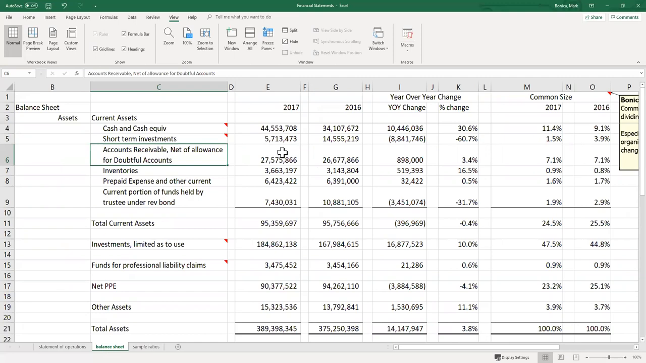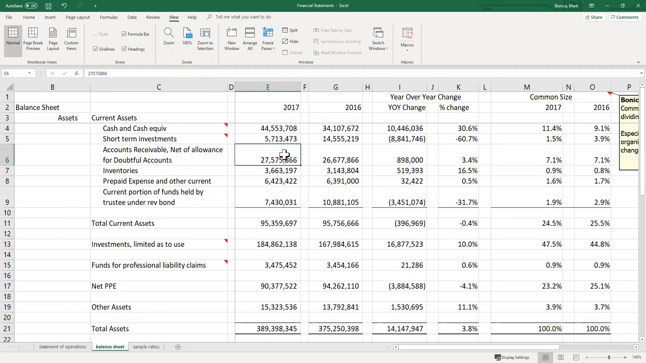And so when we take the total amount that we billed out, that's our gross accounts receivable. And then we reduce that amount by the allowance for doubtful accounts, the amount that we allowed for over on the statement of operations. And that gives us a net accounts receivable of $27 million. So that's the amount that we think we are actually going to be able to collect at some point.